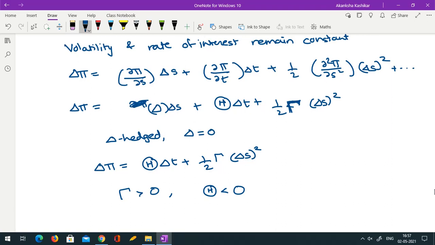And we know the multiplier for gamma is a square term. So magnitude wise, this gamma term is going to contribute less, whereas the theta term would contribute more, because this is not a square term. As a result, delta pi would generally be negative if gamma is positive.